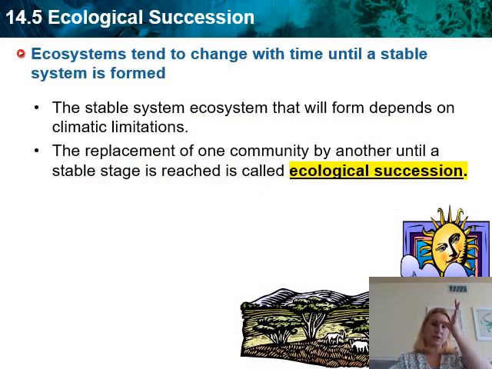So, ecosystems tend to change with time until a stable system is formed. The stable ecosystem that will form depends on climatic limitations. So what's the climate? If you're in an arid or dry climate like a desert, we're not going to expect to see a lush rainforest grow, right? It's going to depend on the climate. So ecological succession is the replacement of one community by another until a stable stage is reached. We call those steps that take part in this process ecological succession.